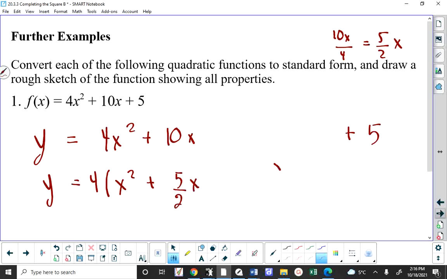Now we're going to leave room to add something. We also have this plus 5. And what we're going to add is half of b squared. And I really don't want you to use your calculators here, okay? I don't.